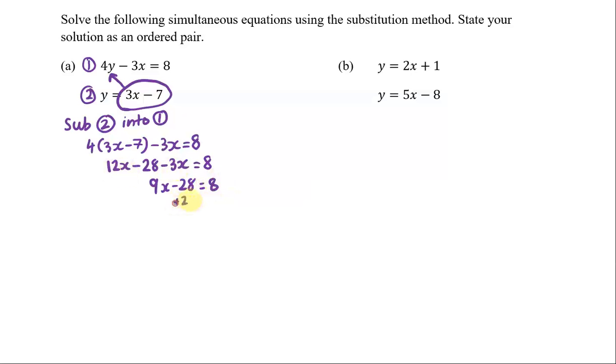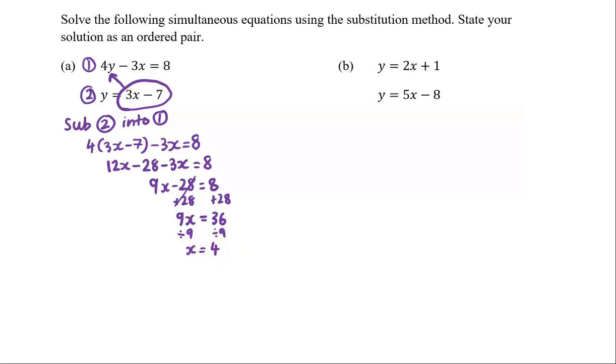Now we add 28 to both sides of the equal sign. On the left, the 28s will cancel, and we have 9x equals 36. To find out what x is, we need to divide both sides by 9, and we're left with x equals 4. So we know what x is.